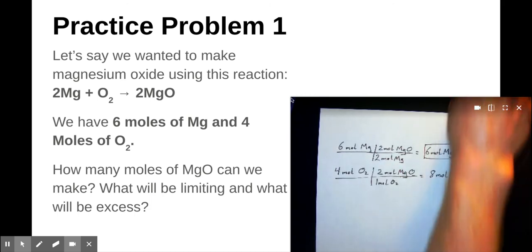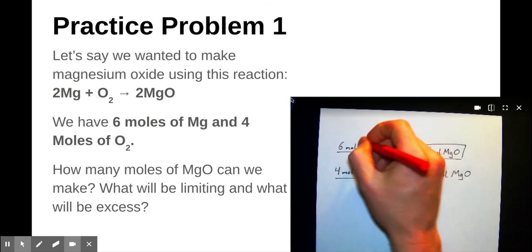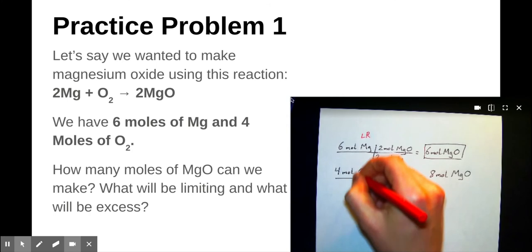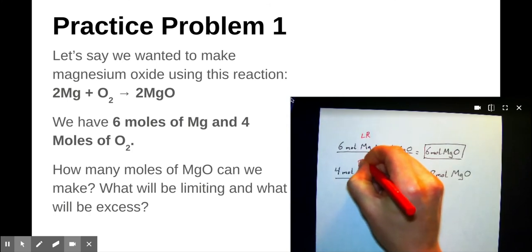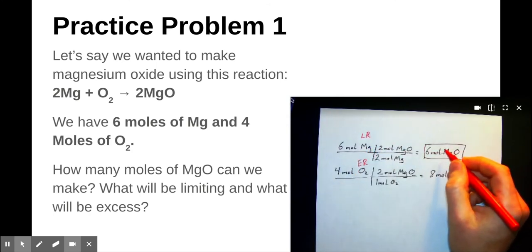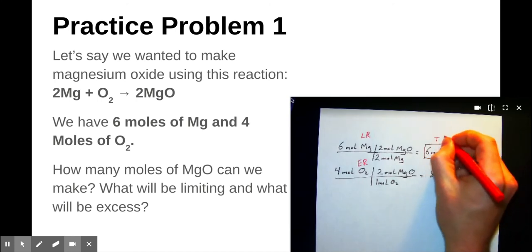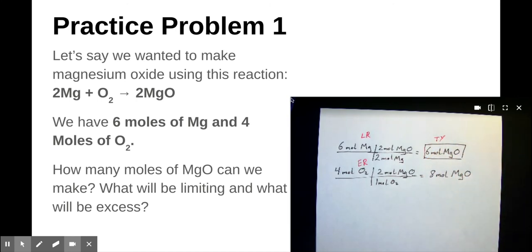So basically, let me switch colors here. Magnesium is going to be our limiting reactant. Oxygen is going to be our excess reactant. And this number over here is something we haven't talked about. I'm foreshadowing a little bit, that's going to be something we call our theoretical yield, the amount of product we expect to make.